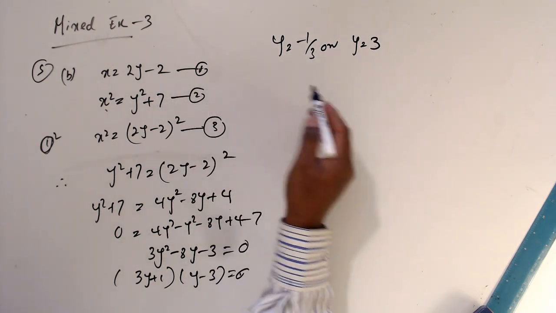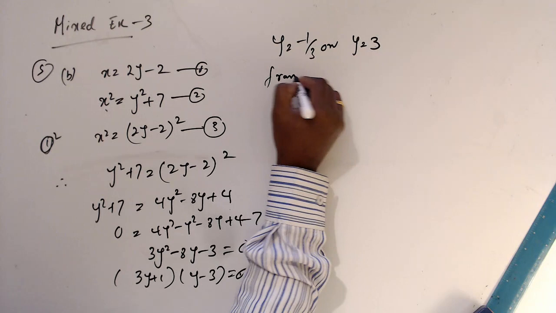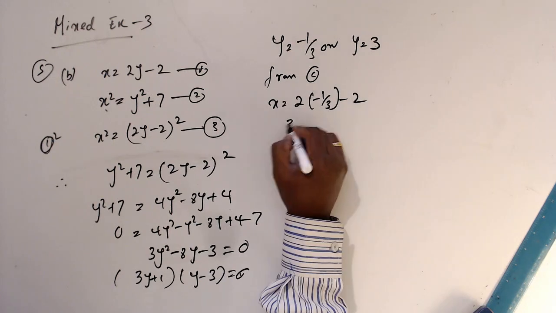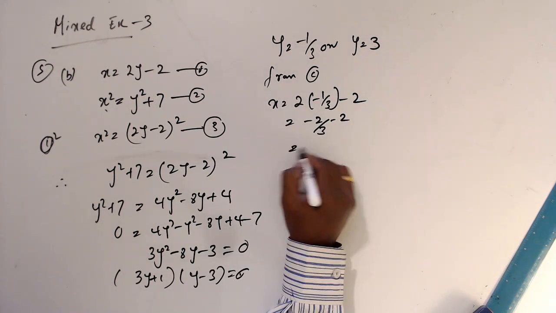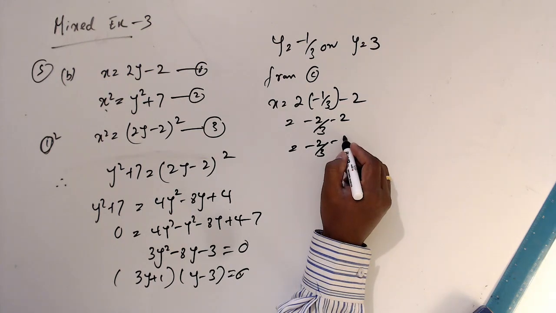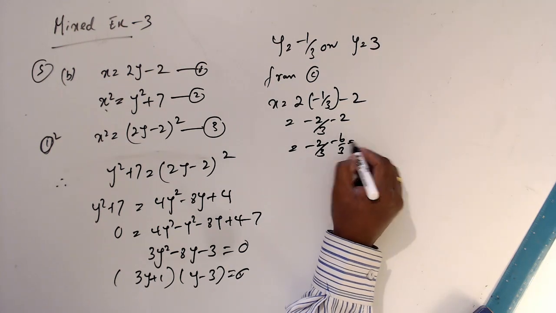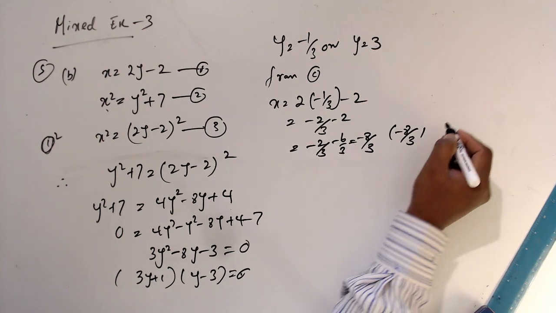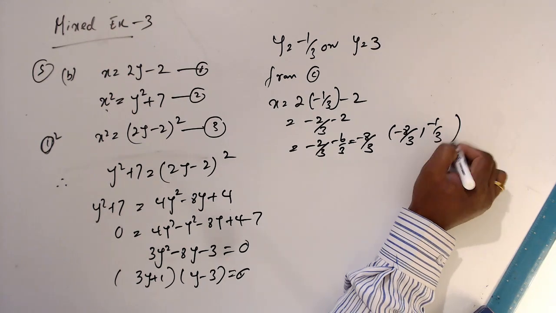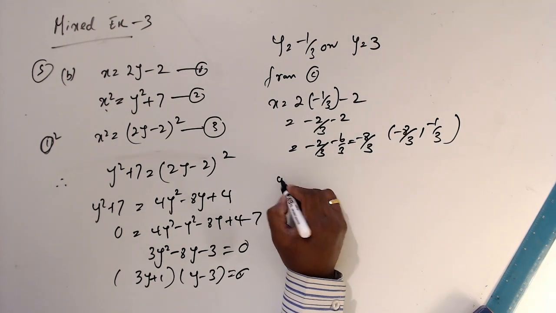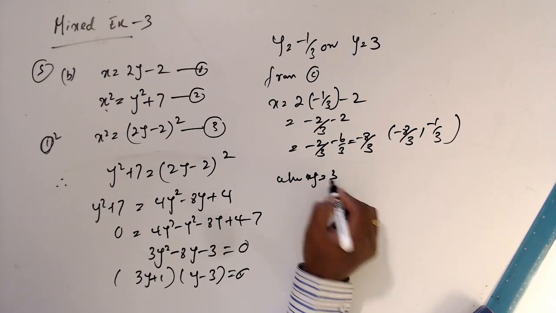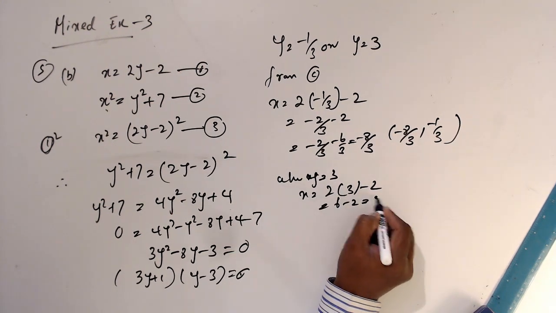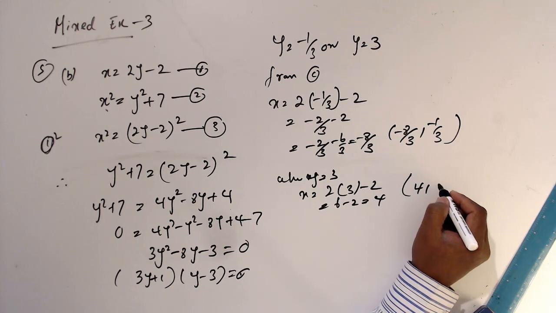Now from 1, x equals 2 times minus 1 over 3 minus 2, which is minus 2 over 3 minus 6 over 3, so minus 8 over 3. So one solution is (minus 8 over 3, minus 1 over 3). Then again, when y equals 3, x equals 2 times 3 minus 2, which is 6 minus 2, 4. The other one is (4, 3).